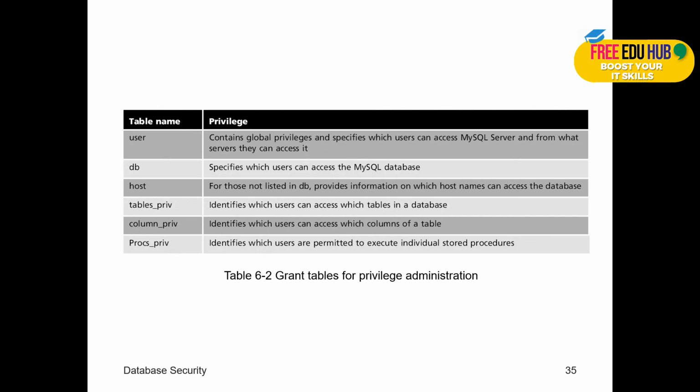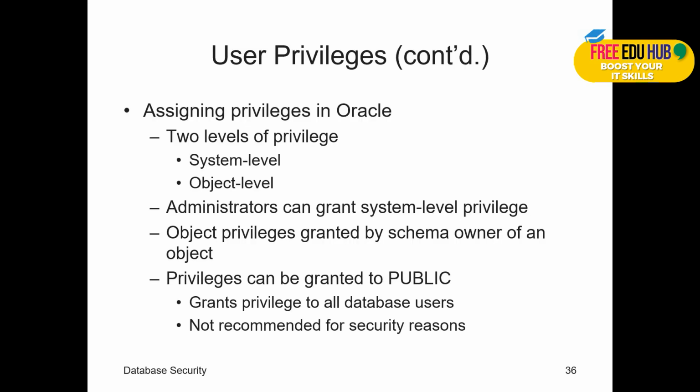If you see the user table, it would have all the users and their account information. DB is for the specific users who can access the database. Then table privileges identify the users who have access to tables in a database. Column privileges identify the users who can access columns in a table. And then we have proxies privileges, which identify which users are permitted to execute individual stored queries, etc.